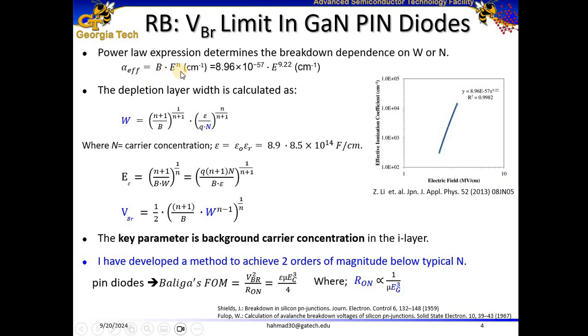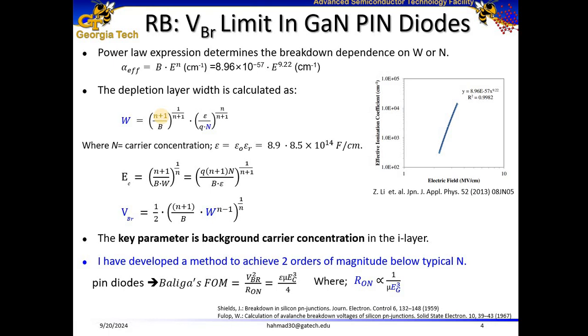B and N are the fitting parameters, and this reference worked on the experimental calculation of these parameters, which came out to have these values, as you can see over here. This is the value for B, and this is the value for N. Then here is the expression for the calculation of the depletion width.